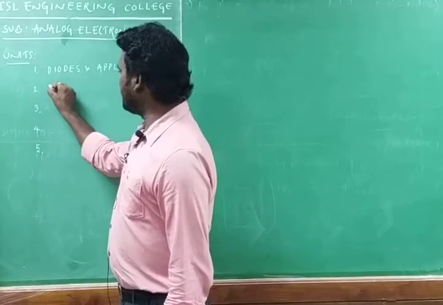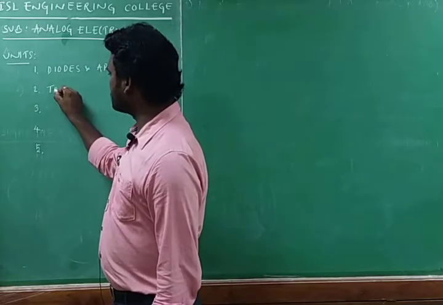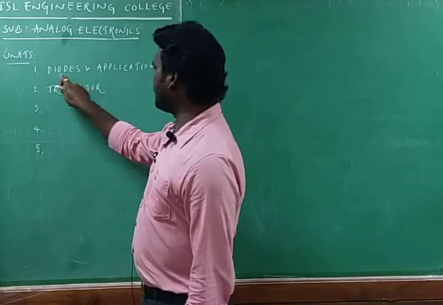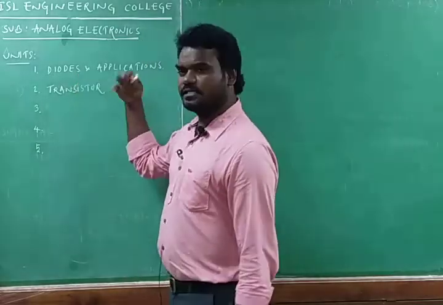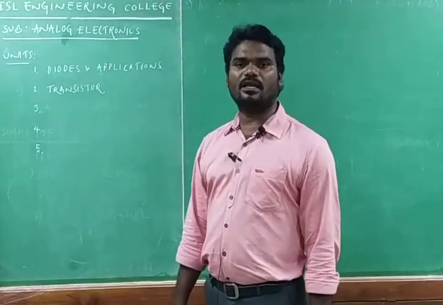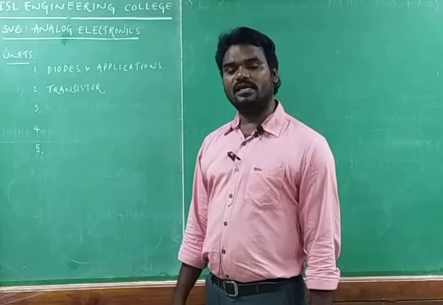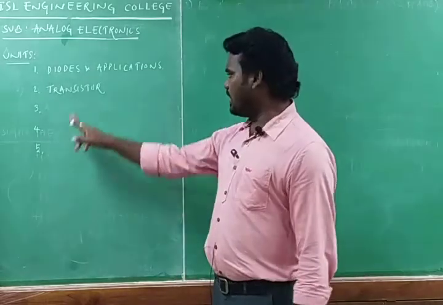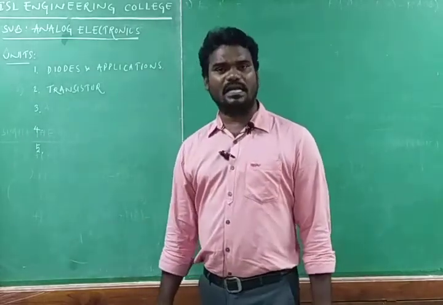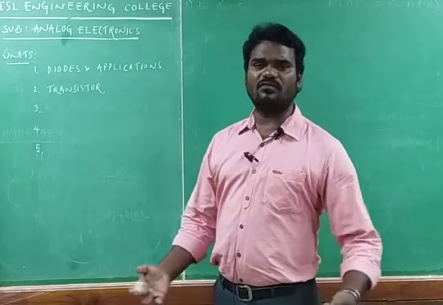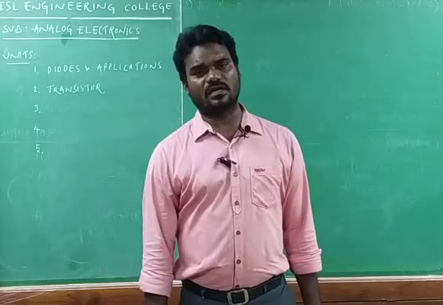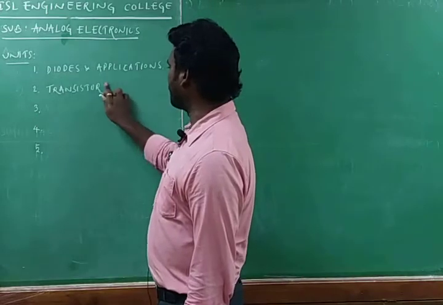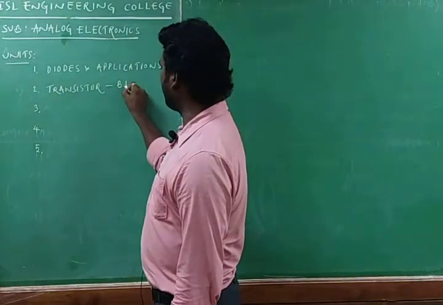Second unit, we must study the transistor, that is the BJT. Here the PN junction diode is composed of semiconductor material and the Zener diode is also composed of semiconductor material, so the PN junction diode and the Zener diode are classified as electronic components or devices. In the second unit we are going to discuss the transistor. We have various types and classes of transistor. In the second unit we are going to discuss one particular type, called the BJT, bipolar junction transistor.